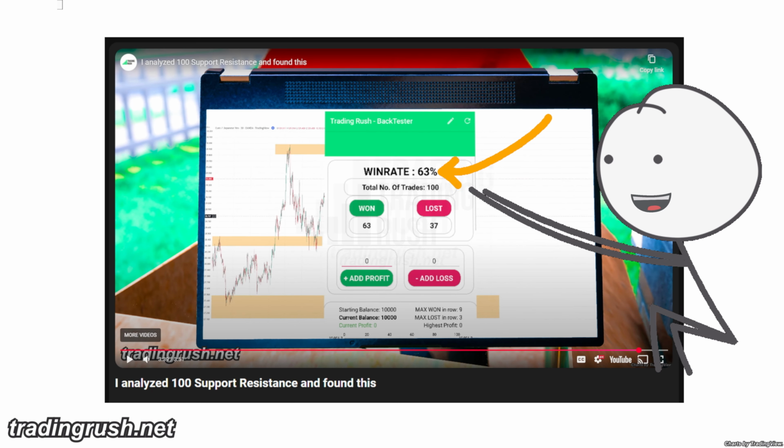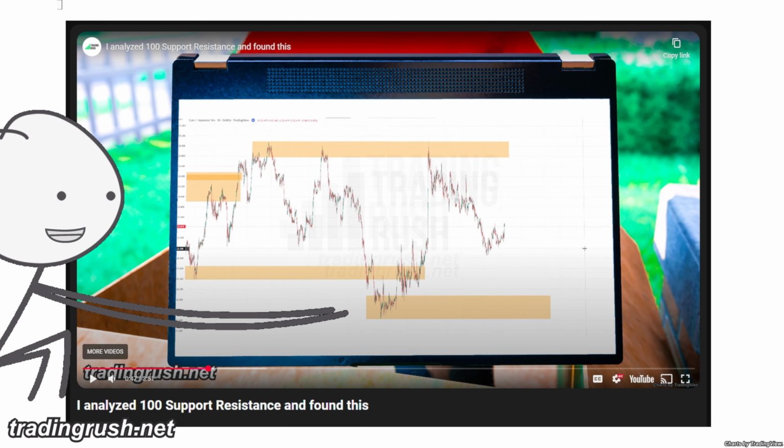My support and resistance areas work around 60% of the time, according to tested data on the Trading Rush channel. But they only get a high win rate when I draw the strong support and resistance areas, which are clearly visible on multiple time frames.